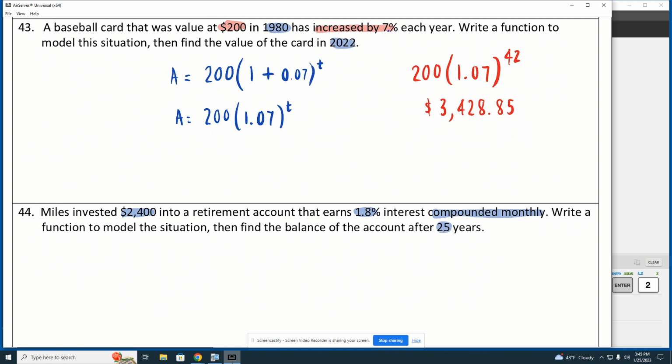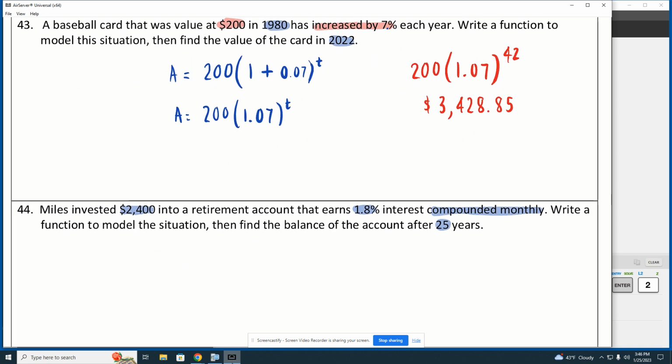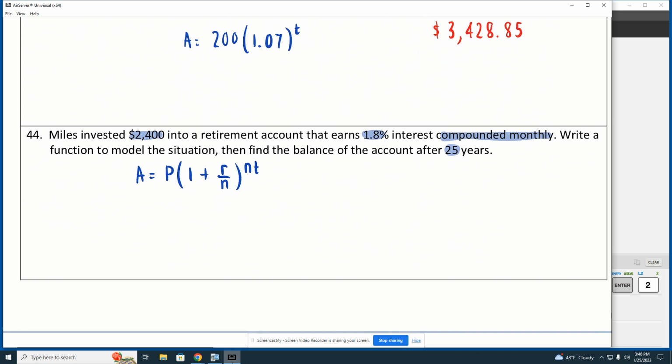So it wants me to do both. It wants me to write the equation and find the value after 25 years. So first, what formula? Well, that definitely said compounded monthly. This is compound interest, which is P times 1 plus R over N raised to the NT power. So here we go. A equals P, 2,400 times 1 plus, my R is 1.8%. That's 0.018. Please don't forget to move your decimal 2 to the left.